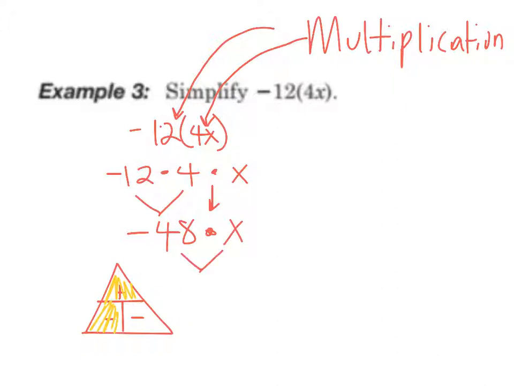Now, if this was addition, we wouldn't be able to combine those terms, but because it's multiplication, we can. And when we have a multiplication of a number and a variable, we don't have to write that multiplication symbol. So we can write negative 48 times X. And because it's a number and a variable, we don't have to use that symbol. So this is our final answer.